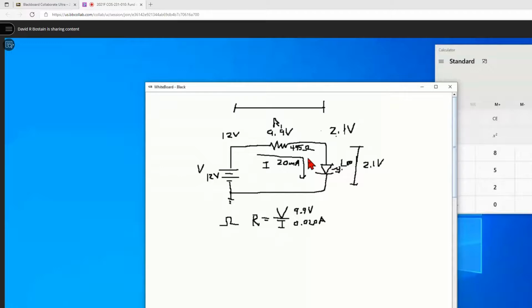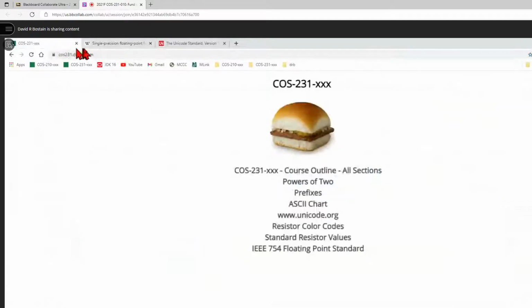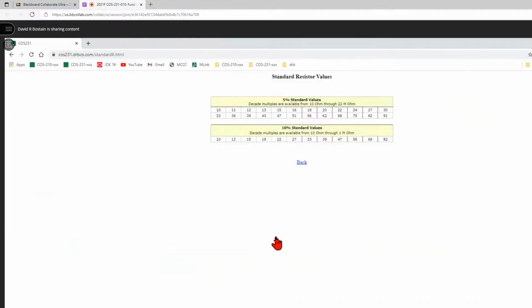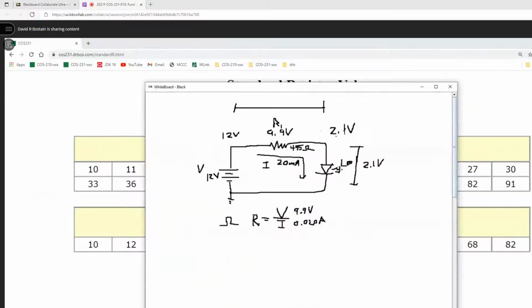Okay, Frank, what do you think? Well, we would have to refer to our standard resistor values. Okay, let's go there. So we need to get our standard resistor value. And what was the value we had? We came up with 495.